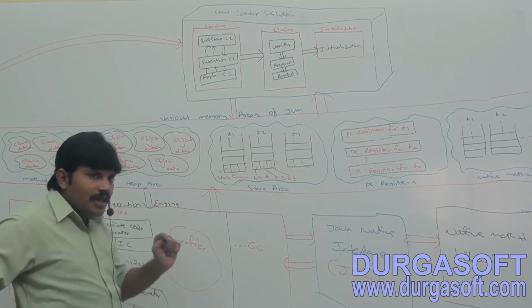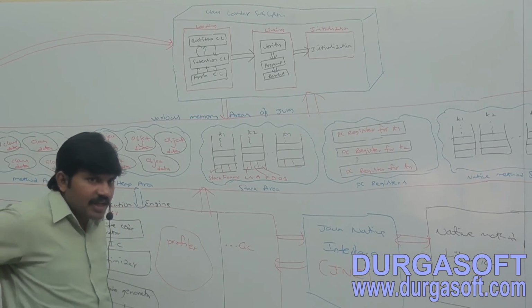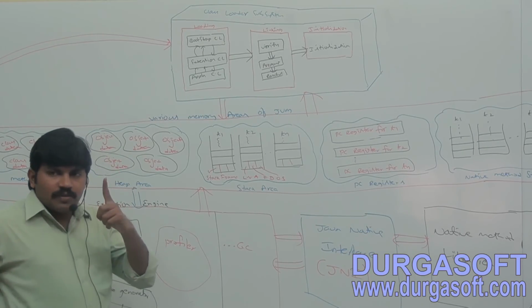Next, in loading, how many types of loaders are there? How many types of class loaders are there? How many categories are there? 3 types of class loaders. What is the first one?